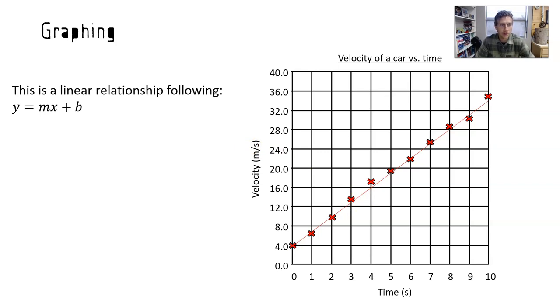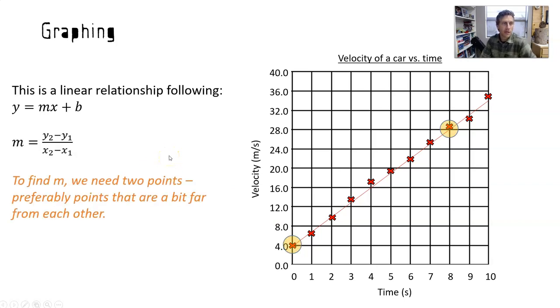Okay, this is linear, and so that follows the formula y, velocity, is equal to m, which is the slope, times x plus b. X is time, b is our y-intercept, where it crosses the y-axis. So we'll first think about slope. So slope is equal to y2 minus y1, right, the rise, over x2 minus x1, the run. Okay, so rise over run.